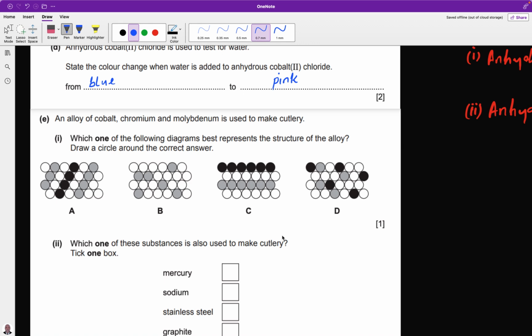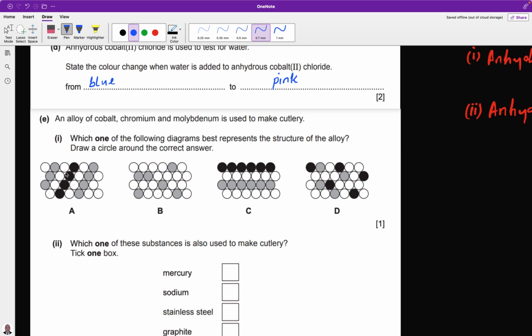So now, the question is, which one of the following diagrams best represents the structure of the alloy? Draw a circle around the correct answer. If you look at it, there are three elements here. Of course, there is white, there is black, and there is this other one here. Okay, there are three here. But look at how the atoms are arranged.